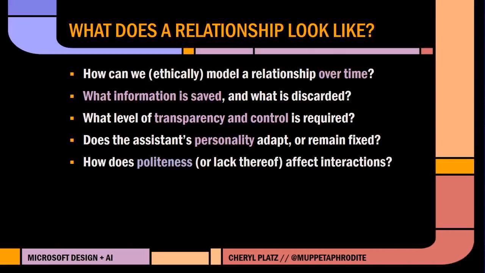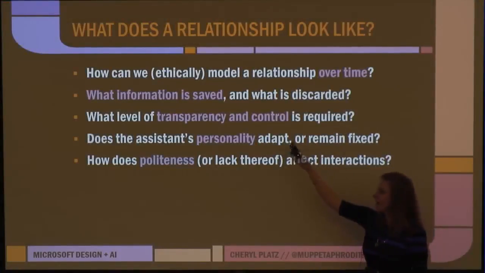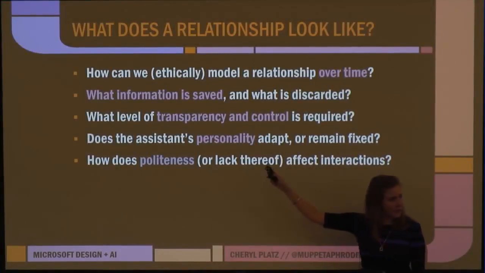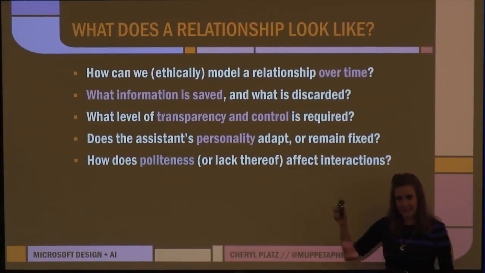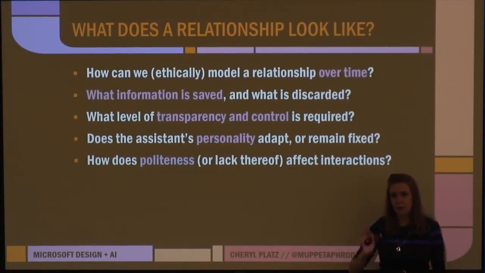But to solve this problem, we have to figure out what a relationship looks like. How do we ethically model that relationship over time without capturing too much information about our customers? What information do we save? What level of transparency and control? Cortana, with her notebook, is taking a step in that direction, but all assistants are going to have to figure this out for themselves. And then the big money question from the movie Her: does the assistant's personality adapt or remain fixed? Is it the same Samantha for everybody and you just need to pick a different device or assistant if you don't like it?